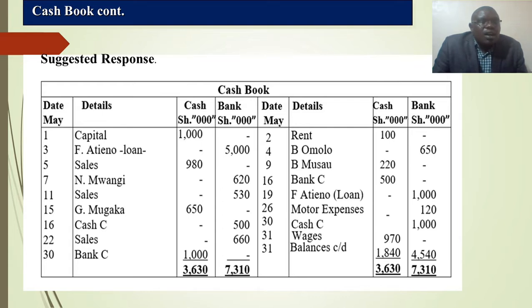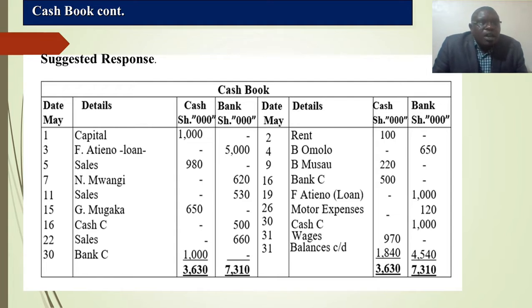Then on 3rd, F. Atieno gave us a loan of 5 million Kenya shillings, but he gave that amount by check through the bank. So we received the money as a business, but according to the two distinct columns, we received that money through the bank. So we have to record it in the bank column.